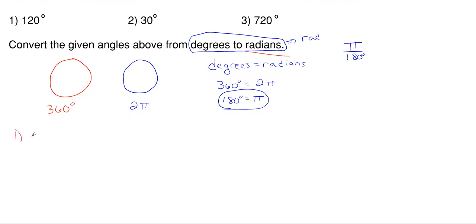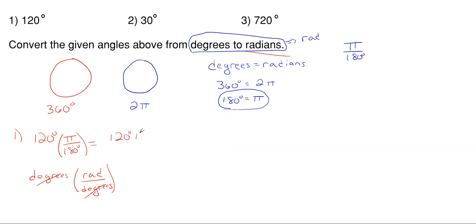Starting with the first one, we have 120 degrees. We're going to multiply that by pi over 180 degrees. If you want to look at this in unit form, you have degrees times radians over degrees. So you would have degrees divided by degrees, and then you're left with radians. That's a good way to remember the ratio of pi over 180, and then vice versa if you're going from radians to degrees. So we would have 120 degrees times pi over 180 degrees.